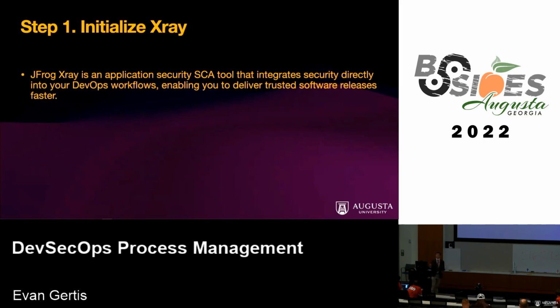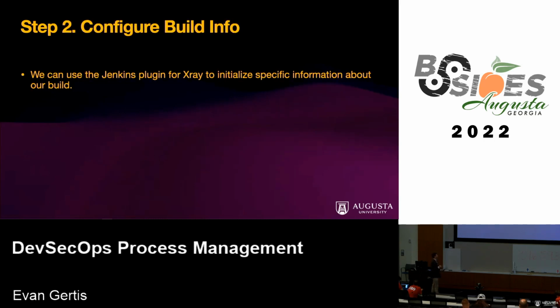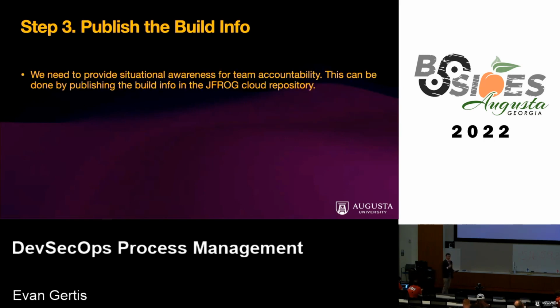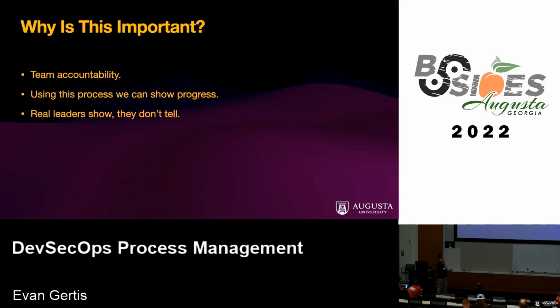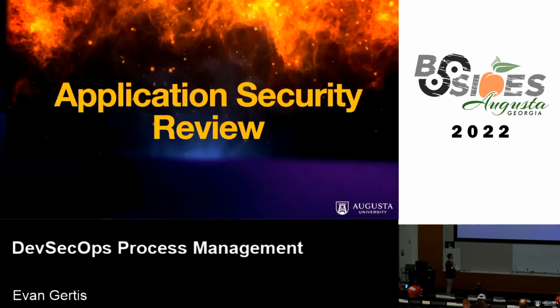So here's a step for initializing Xray. You want to use the RT build info plugin from Xray. This takes the server ID, the username, the password, and the URL to the server, and once you connect to it, you're able to initialize Xray. Again, this plugin allows you to configure your build and launch it. You want to use this report in Xray to communicate to upper management that there are severe vulnerabilities in your application, and you want to make sure that developers are going through and actually fixing them. Those results are shown in the PDF. So again, it comes back to accountability and showing.